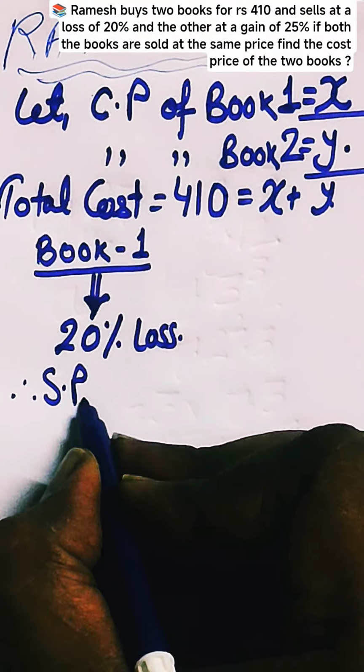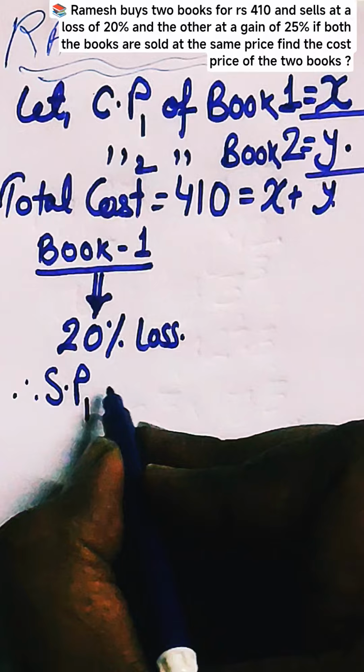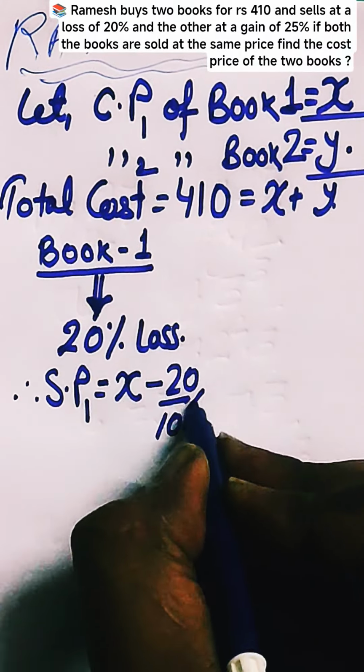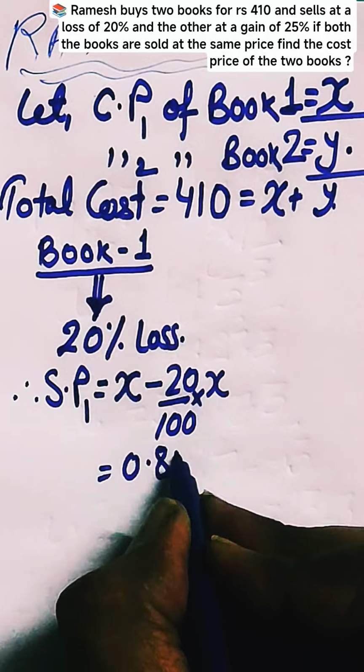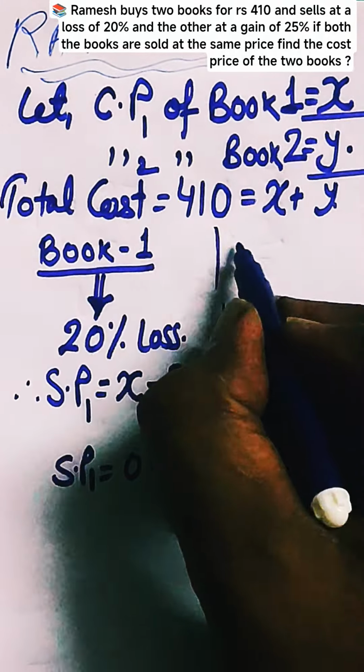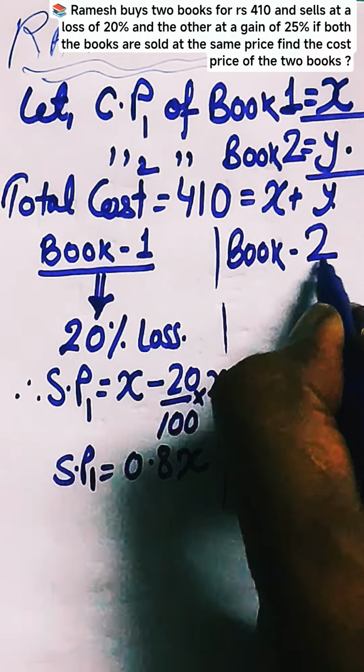So for book 1, which is sold at a 20% loss, right, the sale price will be X minus, that is cost price minus 20% of the cost price, which is equal to 0.8x. So this is the sale price of book 1.